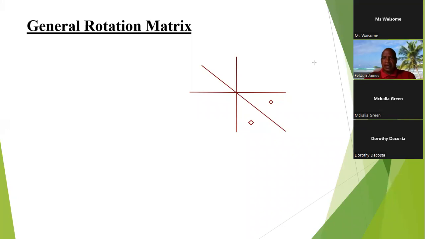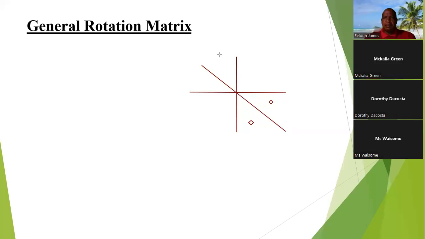All right, is that clear, Ms. Waysome? Sir, this is the one when y equal minus x, right? Yeah. Okay, sir. So this is the line.